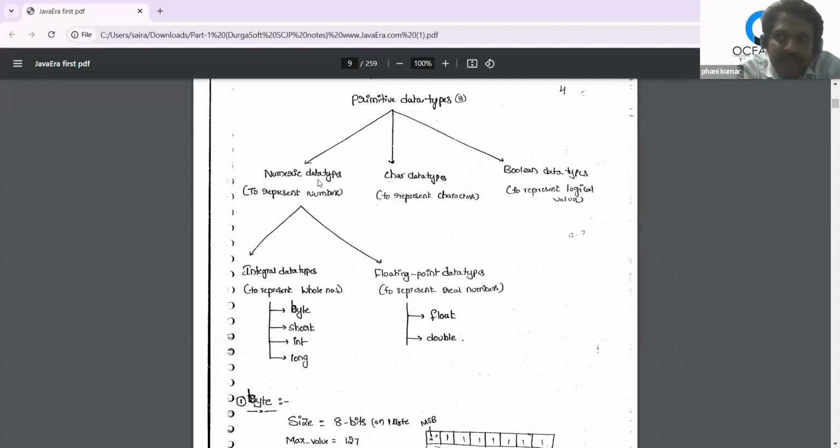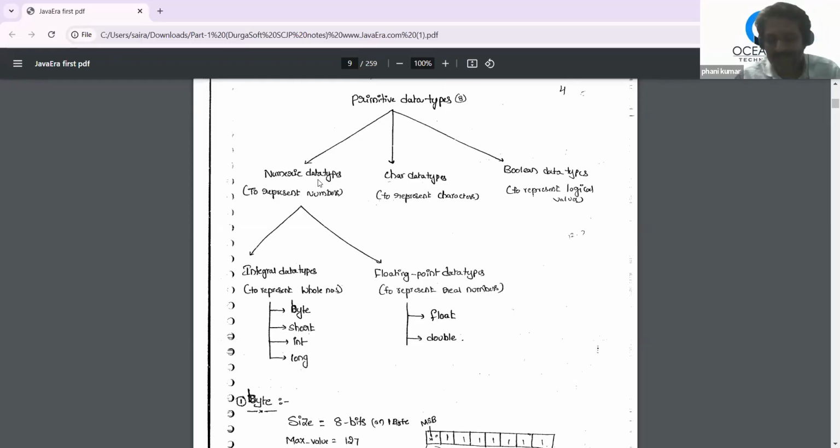In integer data type, again we have four types. The first one is byte, second is short, third is int, and fourth is long. There are four specific data types in integral type. And in float data type, we have two types: the first is float, and the second is double. One by one, we are going to learn about each and every data type.